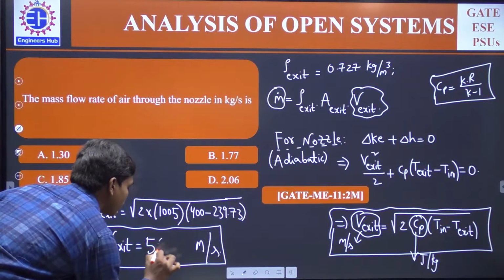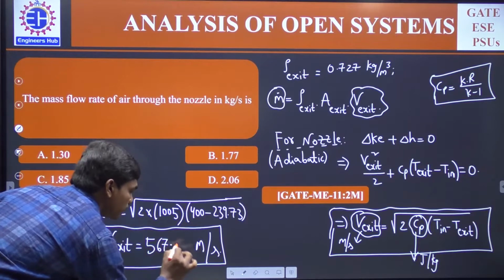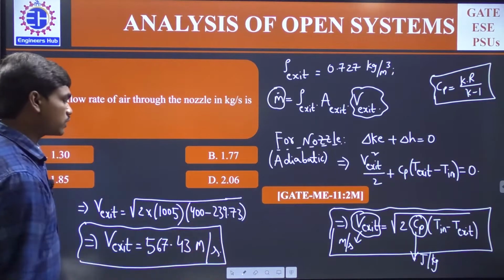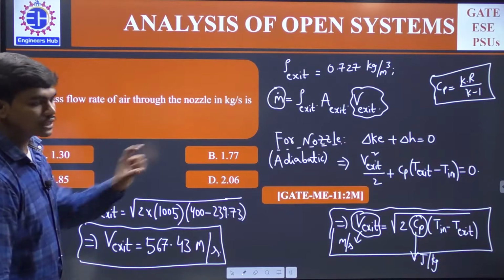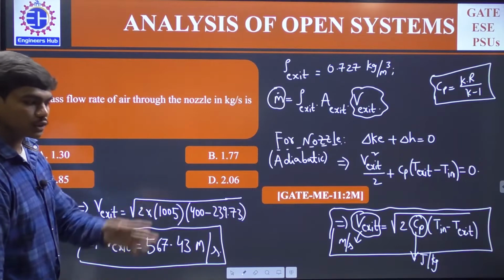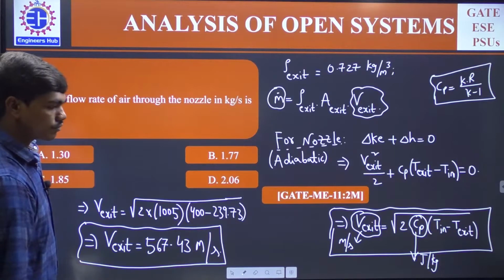567.43. Okay, a considerably reasonable value. I guess you are correct, Deepak, because generally nozzle velocities are in such a range, because there is a converging diverging nozzle, so velocity should be greater than sound speed. So values could be more than 330. So 567 could be one of the options.